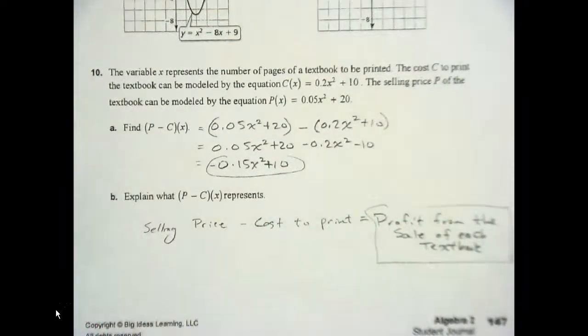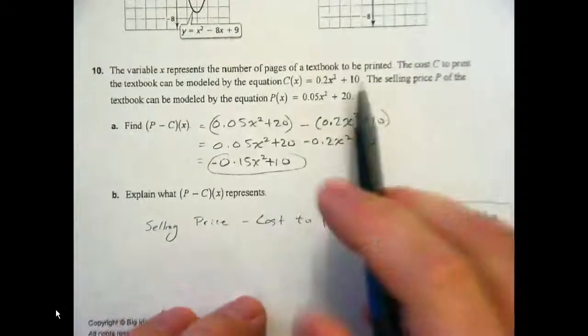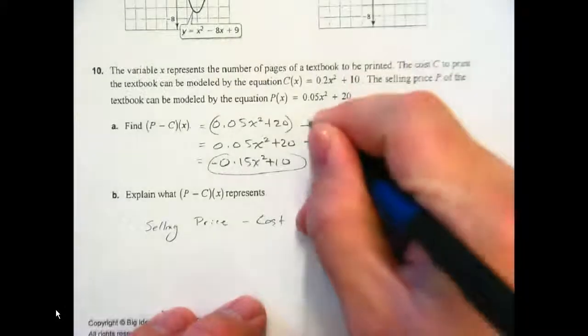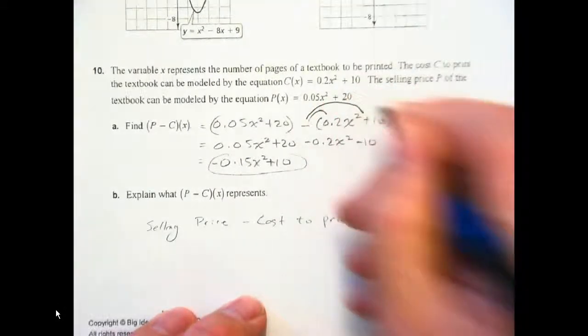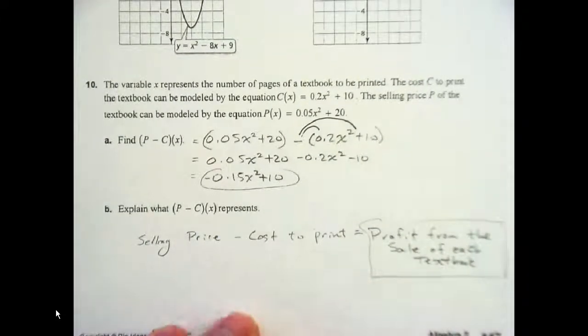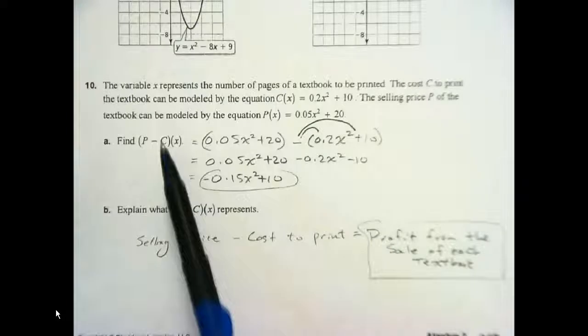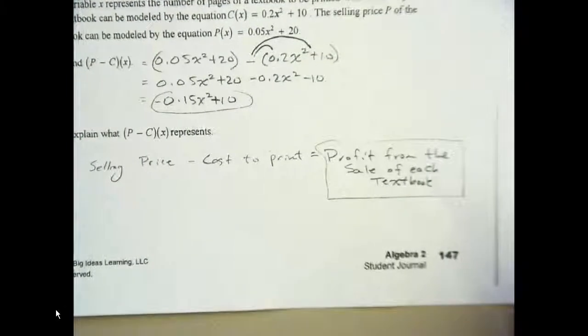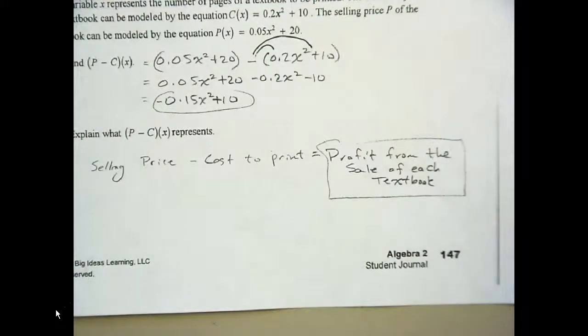Doing p minus c of x. So you take your 2, you subtract and make sure that you distribute here. Distribute that negative so you get minus and minus. And then p minus c of x represents, well, that's your selling price. That's the p minus the cost to print. So when you take your selling price minus the cost to print, that's your profit for the sale of each textbook there. All right, so interpreting. Okay, questions?